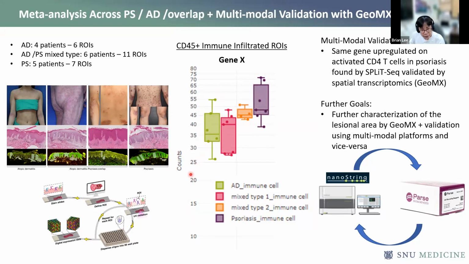And then also there's a very interesting correlation of this gene. This mixed type 1 immune cell in red is a section that was collected again from patients who had both AD and psoriasis-like features. But this was a bit more closely related to AD as determined by the physician. And then this mixed type 2 subset was a bit more closely related to psoriasis, but also had some AD features, again as determined by a physician.